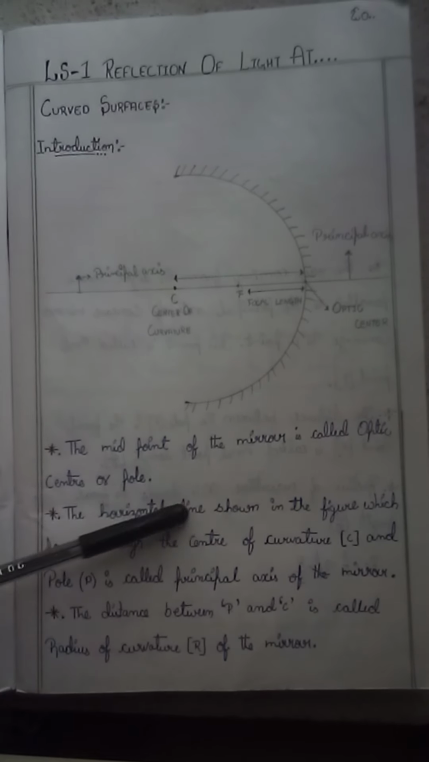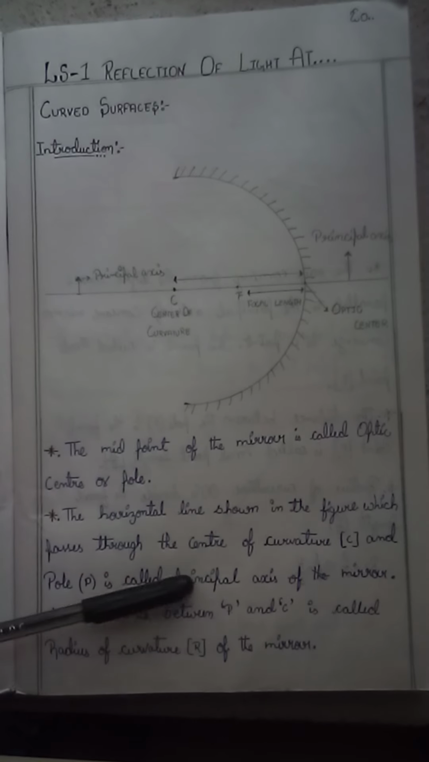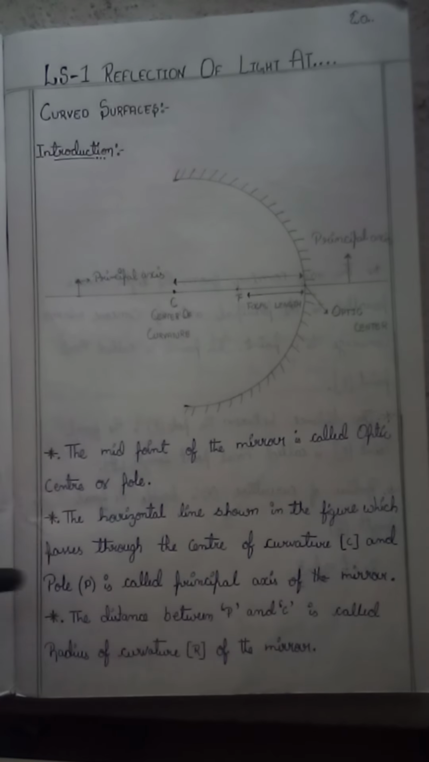The horizontal line shown in the figure, which passes through the center of curvature C and the pole P, is called the principal axis of the mirror. The distance between P and C is called the radius of curvature of the mirror.